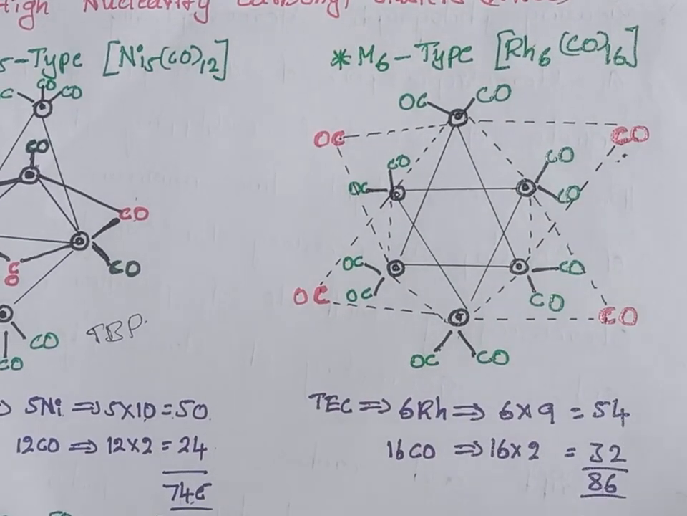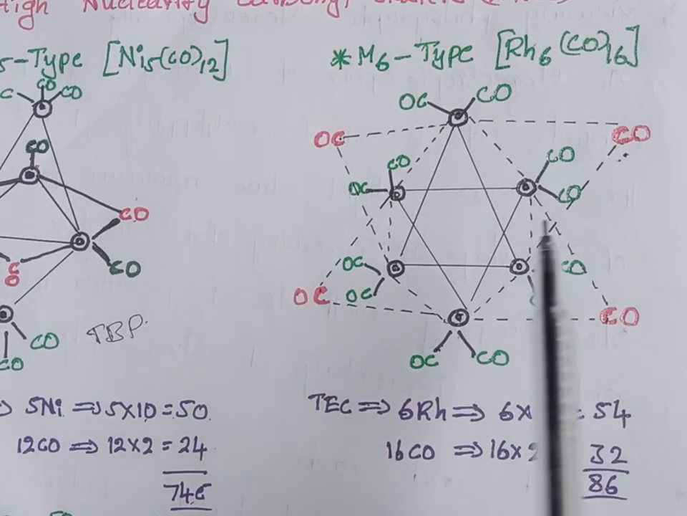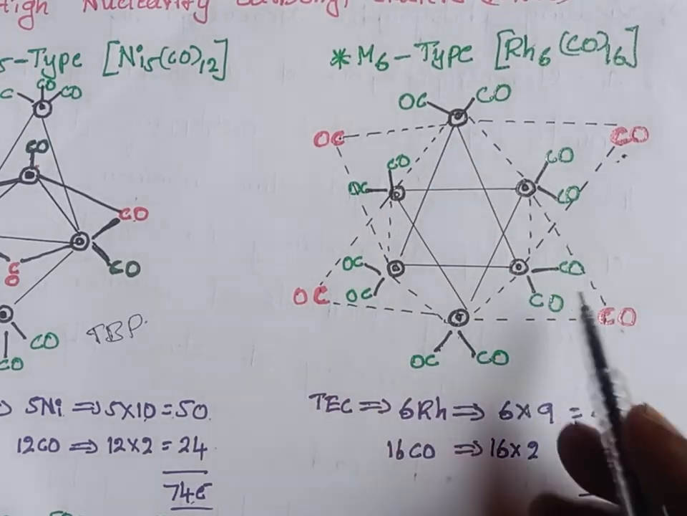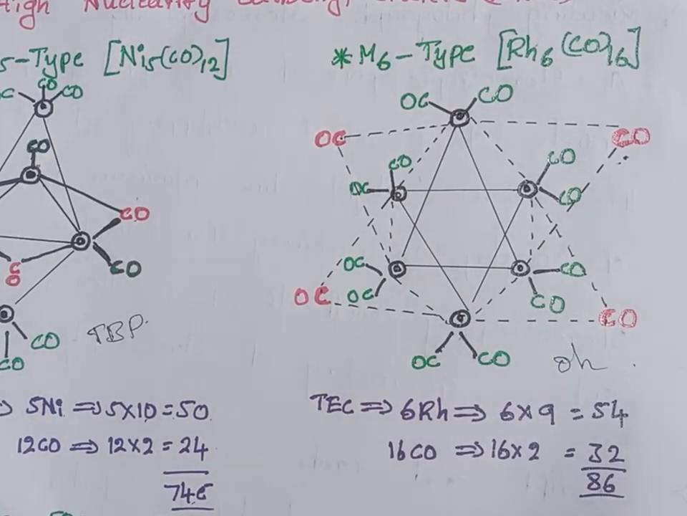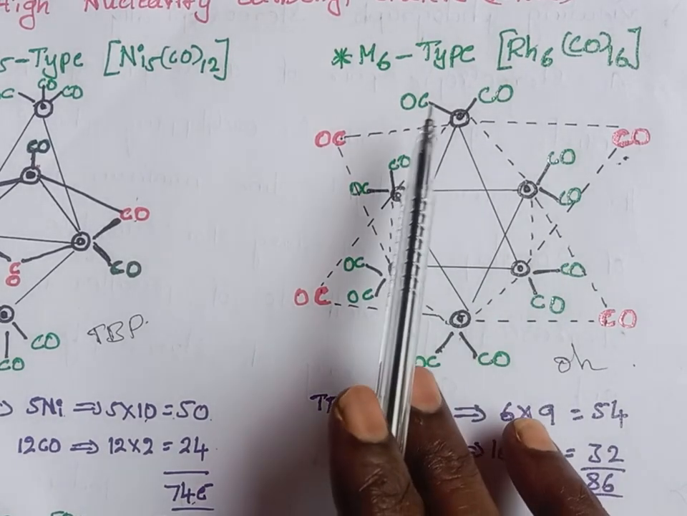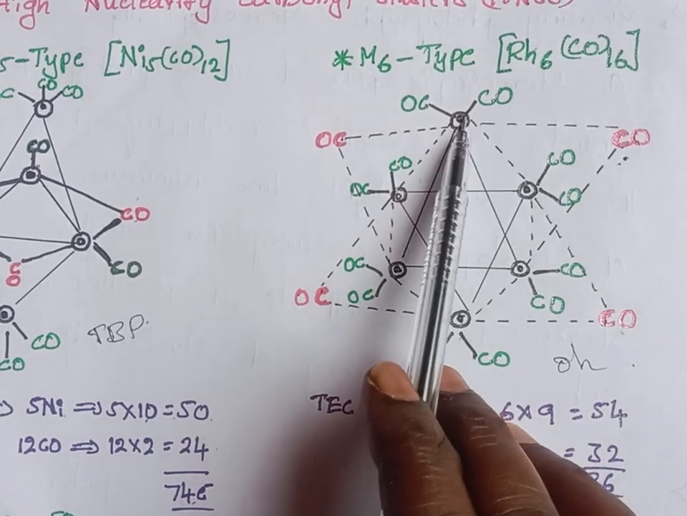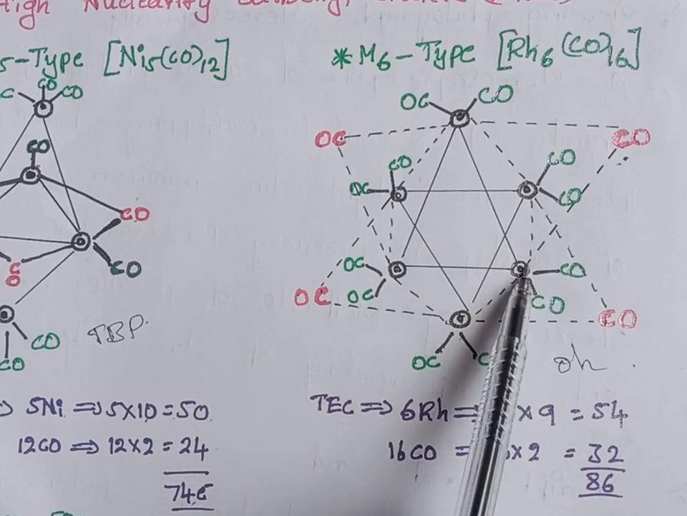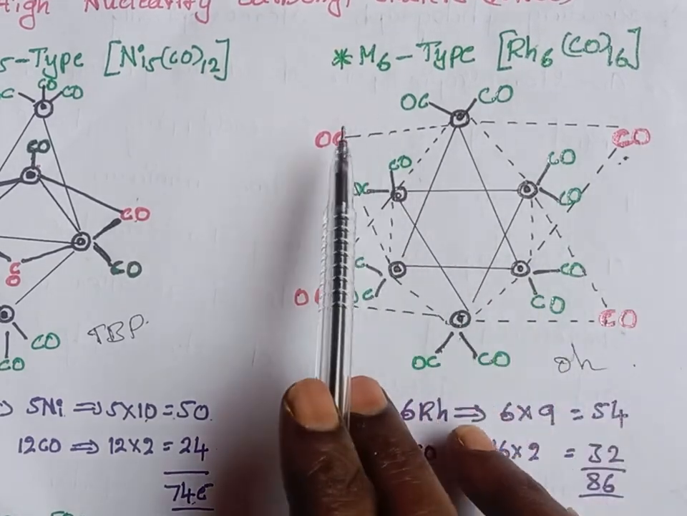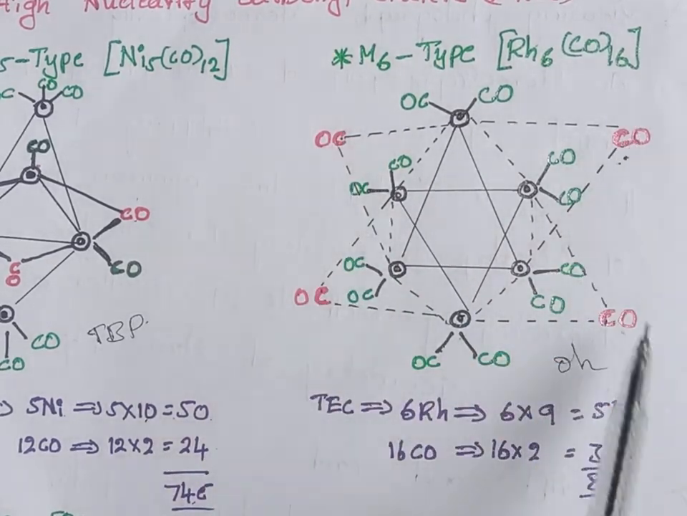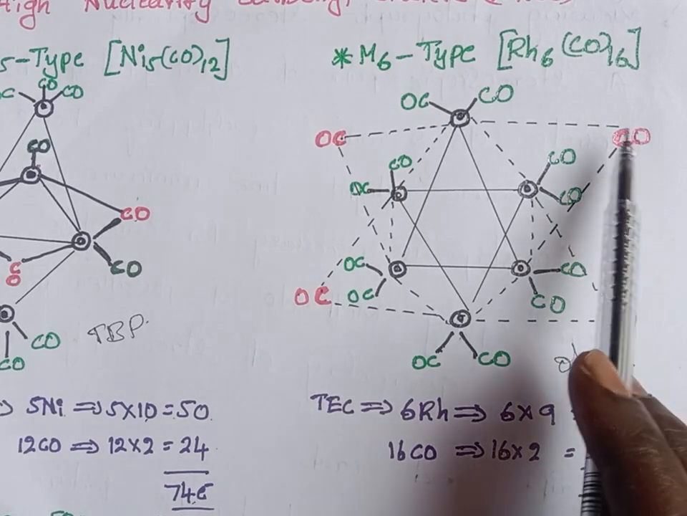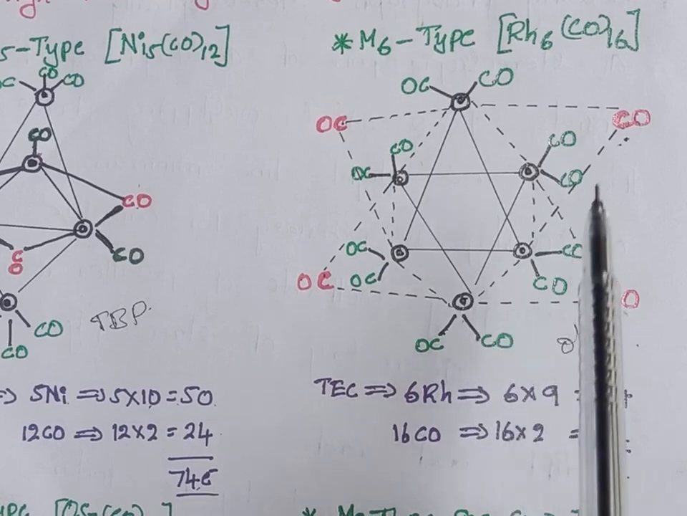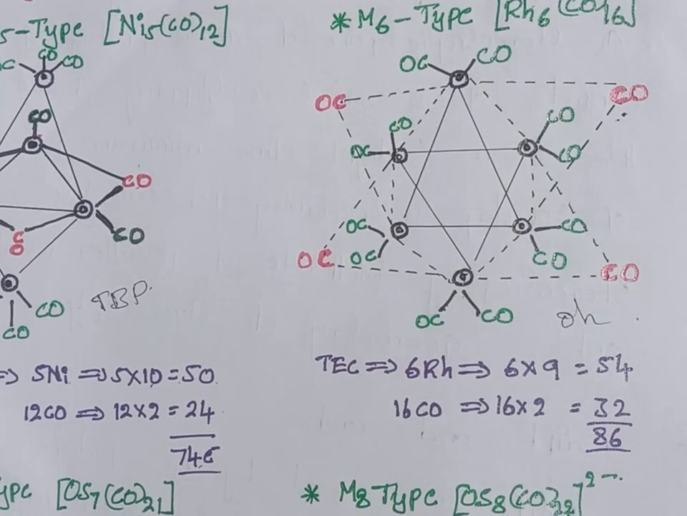If we go for the M6 type of metal clusters, 6 metal atoms are attached in an octahedral manner, an octahedral structure, and each metal atom is linked with 2 terminal carbonyls, right? Each metal atom is linked with 2 terminals, and 4 bridging carbonyls will be arranged on alternate triangular faces of the octahedral structure.